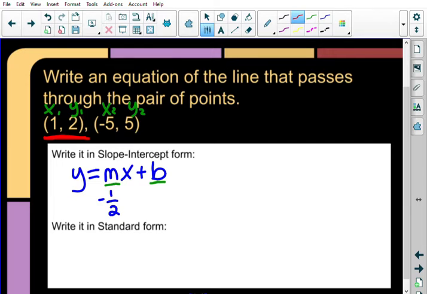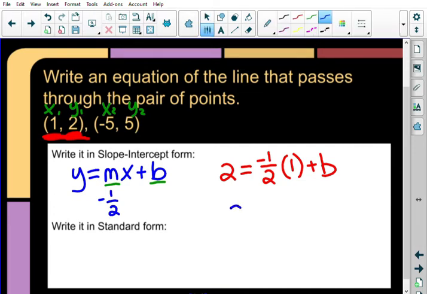So for our y value, let's plug in 2. This 2 right here, and that is equal to negative 1/2, which is our slope, times our x value, which is 1, plus b. Now, all we need to do is simply solve for b. So to do that, let's clean this up a little and do negative 1/2 times 1, which is just negative 1/2 plus b.